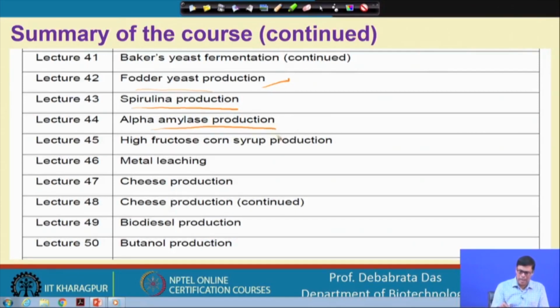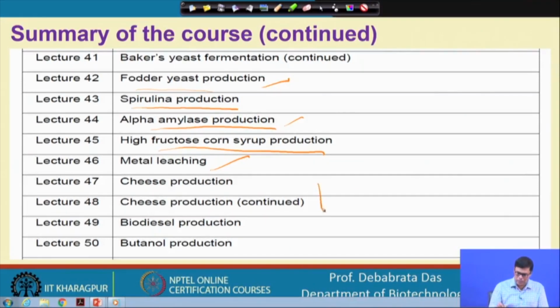Alpha amylase production has a lot of industrial applications because it converts the starch material to glucose, and glucose can be used in different fermentation processes. High fructose corn syrup production is an important biochemical product largely used in the western countries, particularly in the confectionery industry, and I showed you how it can be produced. Metal leaching is another important biochemical application, because particularly when an ore contains less amount of that metal, then we don't go for the chemical process, we go for the biochemical process, the metal leaching process, that we can recover. That is already applied in the industrial sector.